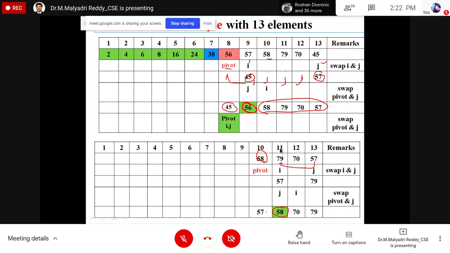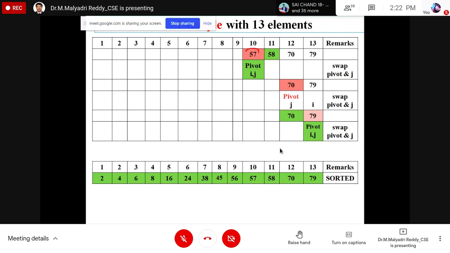Next, it has two subarrays. One is 57 and 79. Next, 57 is taken as the pivot element. It is a single element, so by itself it is sorted. So next, take the subarray of 70, 79. From these two elements, 70 is the pivot element, and 79 is one more element.